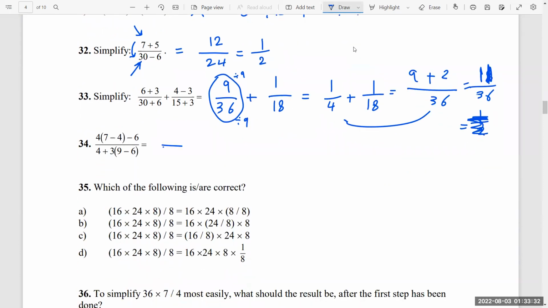34. This one, look, 4 times 3 minus 6 over 4 plus 3. 9 minus 6 is 3. 3 times 3 is 9. So the answer is 12. This is 12 minus 6 is 6. And this is 13. 6 over 13.